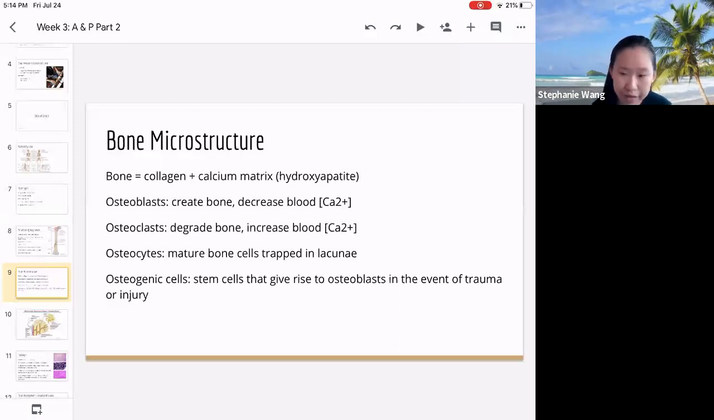And on the other hand, osteoclasts are used to get rid of bone, like it is used to break down bone. So increased osteoclast activity would mean increased blood calcium, because more calcium is going from your bones into the blood. Okay, next we have osteocytes, which are bone cells.